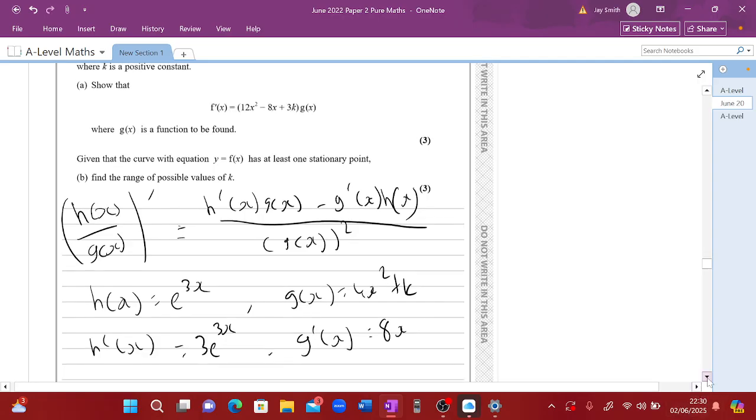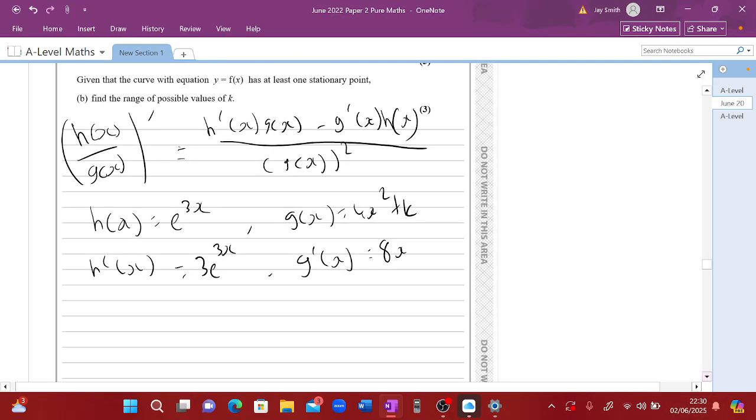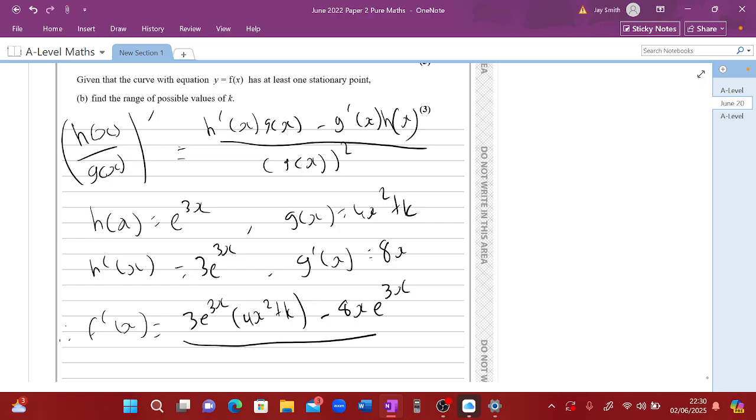Then we just substitute the formula in. So f dash, which is this quotient's first derivative, if we substitute it in: h dash is 3e to the 3x, g of x is 4x squared plus k, and then minus g dash, which is 8x, times h of x, which is e to the 3x. And that's all over 4x squared plus k, all squared, because that's g of x squared. Then we just need to simplify it.